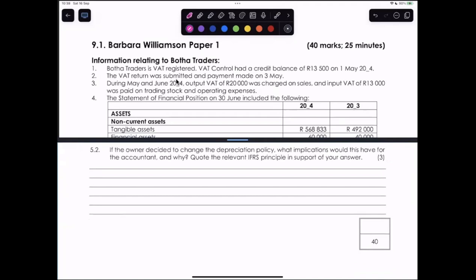If the owner decided to change the depreciation policy, what implications would this have for the accountant and why? Quote the relevant IFRS principle in support of your answer. Any time that you need to change any policy, it's very important to keep in mind that IFRS says that we need to be able to compare. The comparability requires that we show the figures for last year, at least. You can also show more, but you want your figures to be comparable to last year and the year before, which means that you need to be consistent in your application of policies.